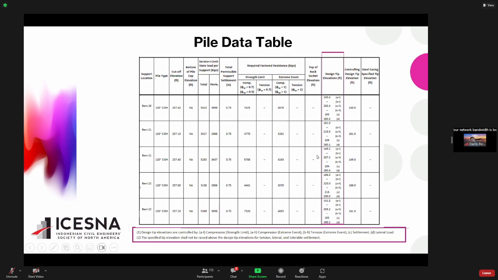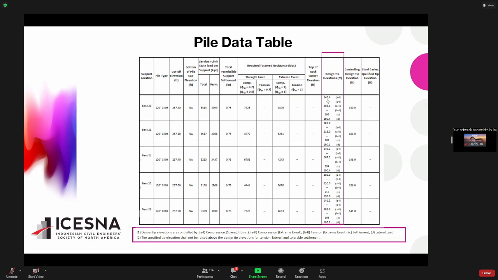This one, A2 is what? A2 is compression but extreme loading. A1 is compression for strength limit, and C is for settlement. So you check the settlement of the pile. So this is the required depth elevation to meet your settlement criteria. No more than half an inch or no more than 1 inch. And you also list the elevation or pile length, the minimum that you require for lateral load.